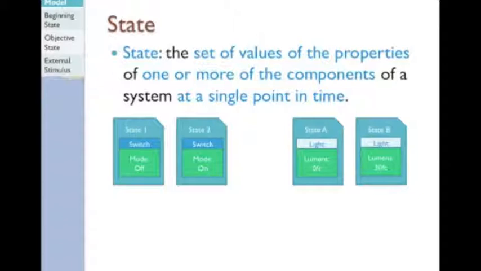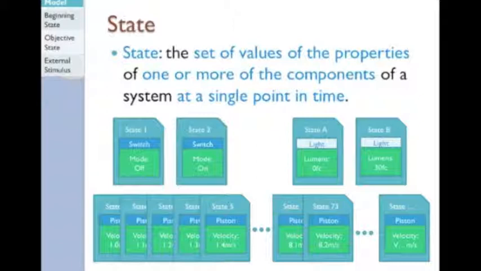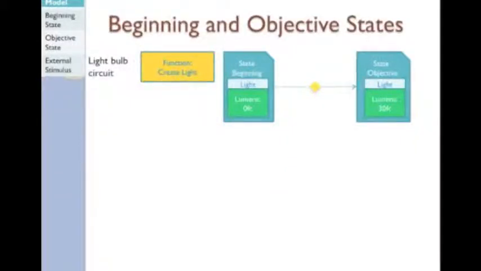If you think about this, you'll realize any real-world mechanical system can have an infinite number of possible states. We can choose any one of an infinite number of moments to take our picture. For the moment, let's not worry about this. We'll talk more about why certain states are selected later. For now, we just want to understand the concept. A function usually specifies the beginning state of a system and then some objective state of the system. The function of the light bulb circuit describes the changes in the system from the beginning state to the objective state. The function of the flashlight, create light, describes the change from a state with no light to a state with light.